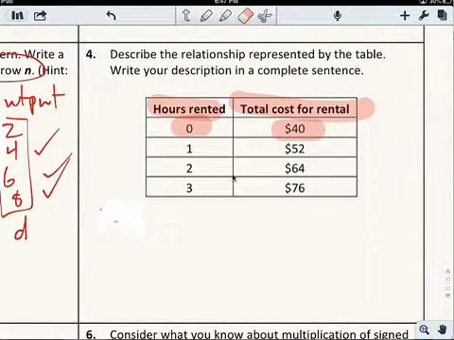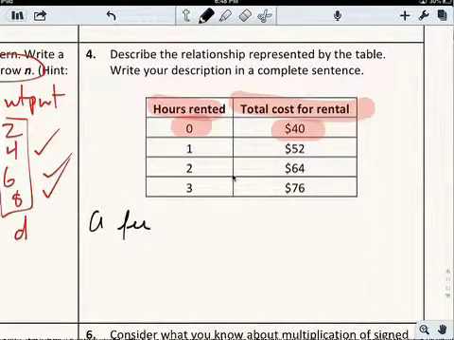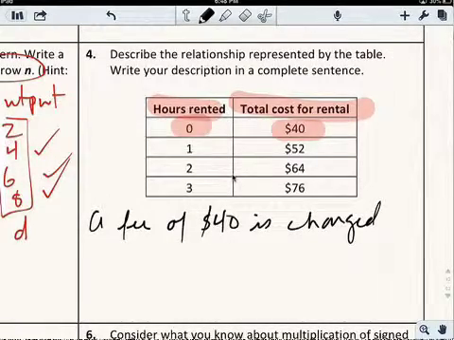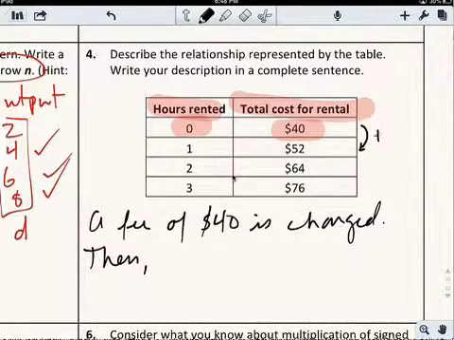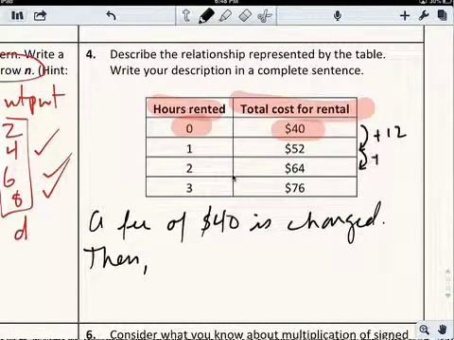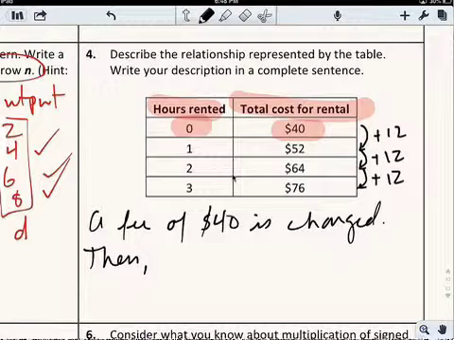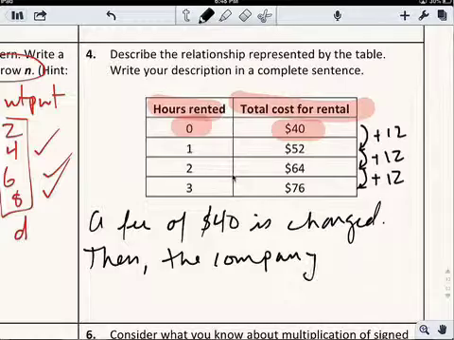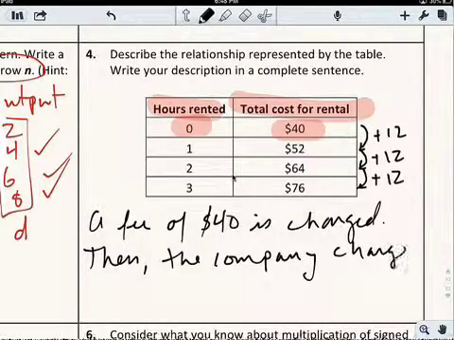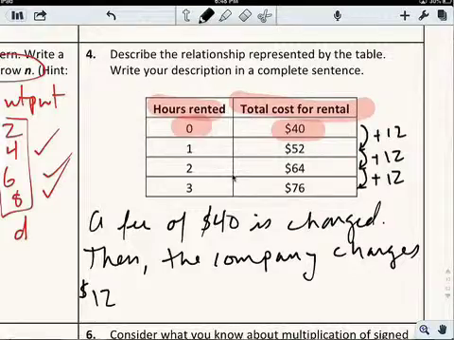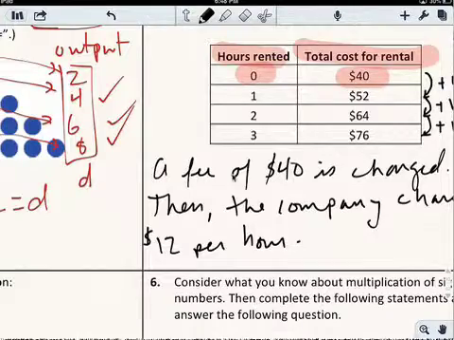Here, I'll phrase it like this since we're supposed to write in a complete sentence. A fee of $40 is charged. Then, let's see, every hour that goes by, it adds 12 there, it adds 12 there, and it adds 12 there. So then the company, because I think we're talking about a company since we're renting here, charges $12 per hour. All right, that kind of makes sense because it charges 40 and then 12 and then 12 and then 12.